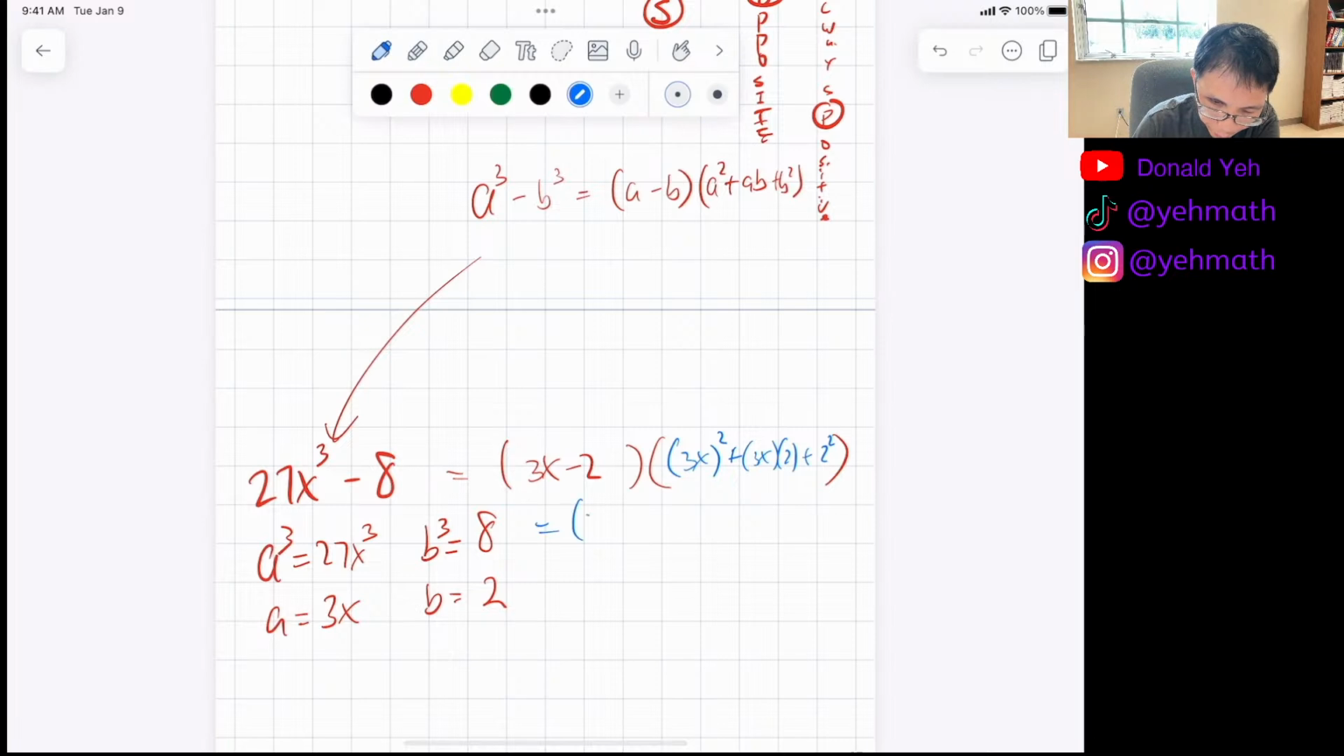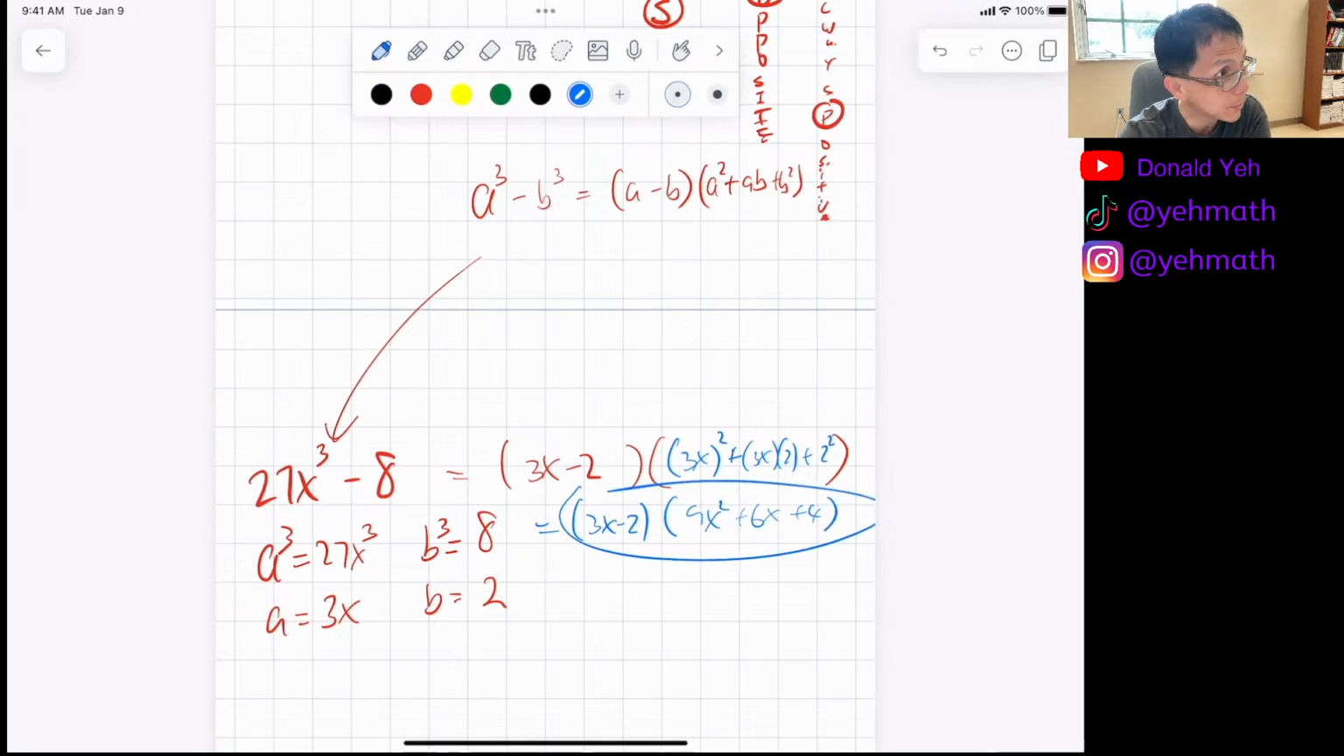And then you should do it properly. So it'd be 3x minus 2, 9x squared plus 6x plus 4. And that will be the final answer to factor this.